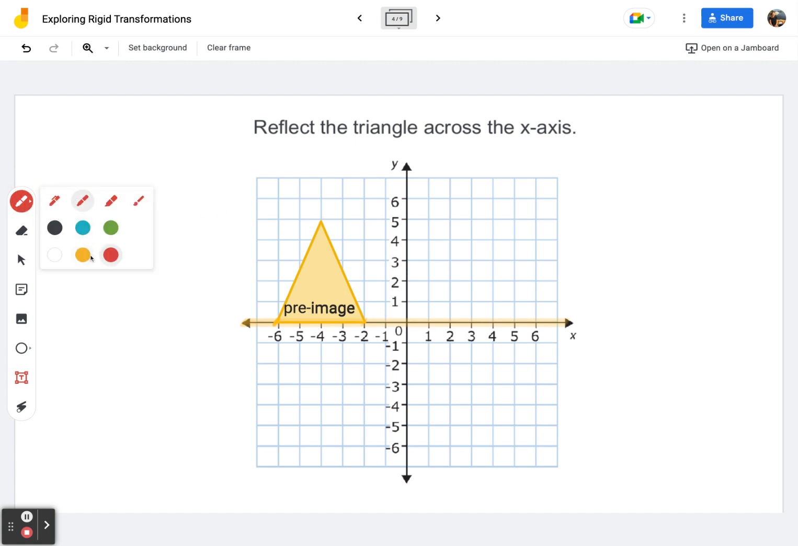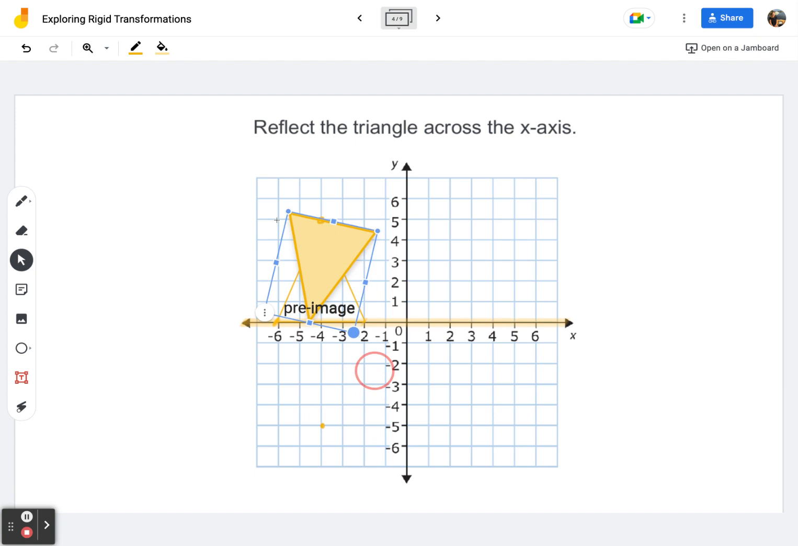This vertex with coordinates (-4, 5) will be (-4, -5) after the reflection. These two vertices, which were on the x-axis before the reflection, will remain on the x-axis after the reflection. And so our image triangle after the reflection will look like this. And once again, the pre-image and the image triangles are congruent because a reflection is a rigid transformation.